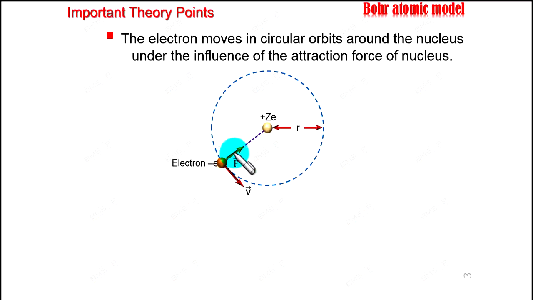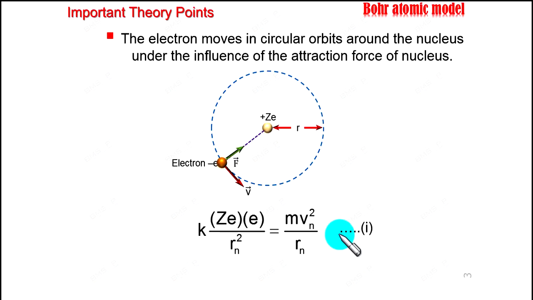That means the required centripetal force is provided by the Coulomb attraction, that is equal to k Ze multiplied by e divided by r square. Let us call this radius rn, where rn means radius of nth orbit. So this Coulomb force provides the required centripetal force, that is equal to m vn square divided by rn. Let this be equation number 1.